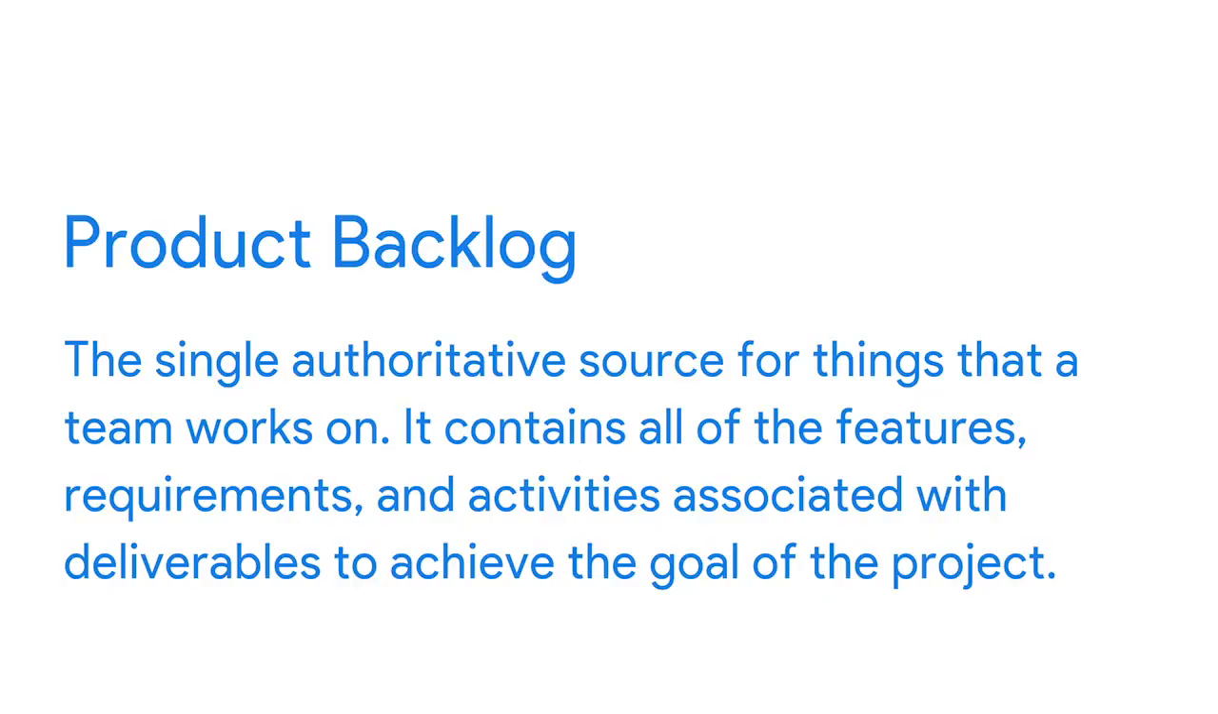In this program, we've introduced you to lots of project management artifacts, such as project plans, statements of work, RACI charts, and more. Now, we'll review an important artifact of the Scrum framework, the product backlog. In an earlier video, we defined the product backlog as the single authoritative source for things that a team works on. It contains all of the features, requirements, and activities associated with deliverables to achieve the goal of the project. The traditional, non-Agile project management equivalent would be the set of project requirements.